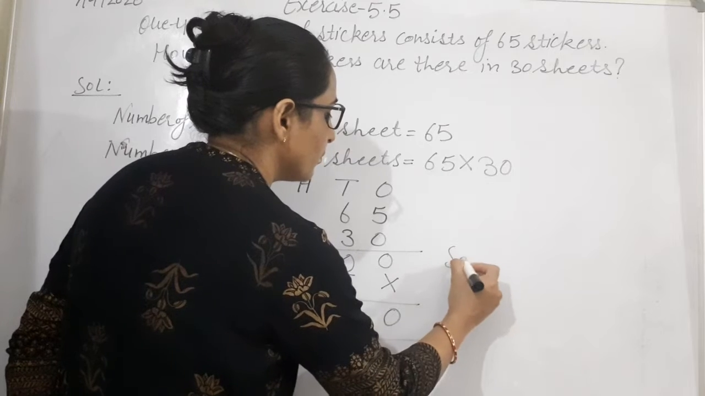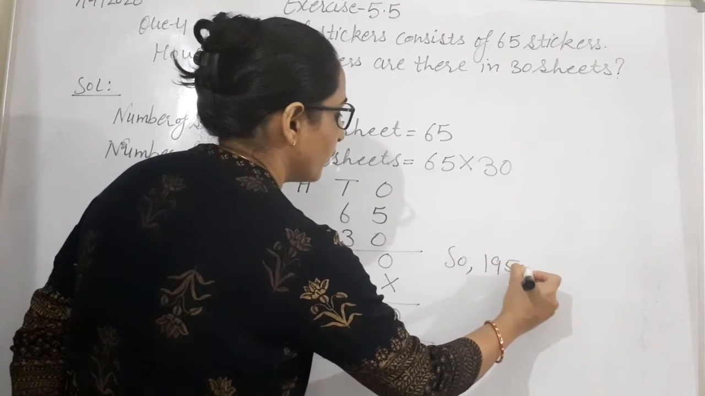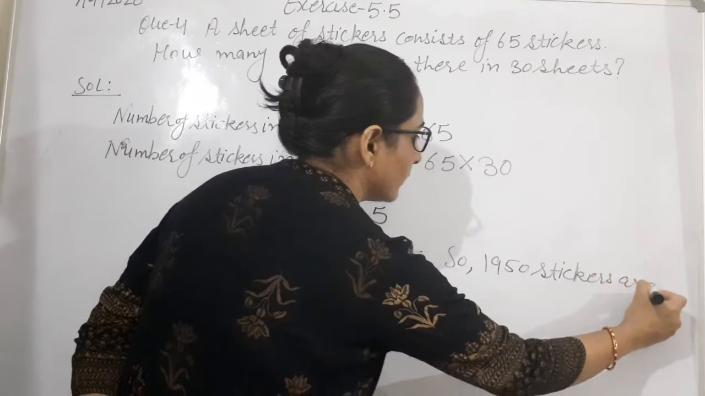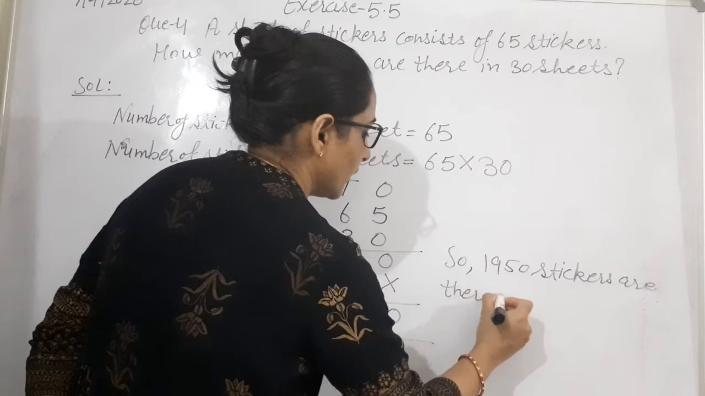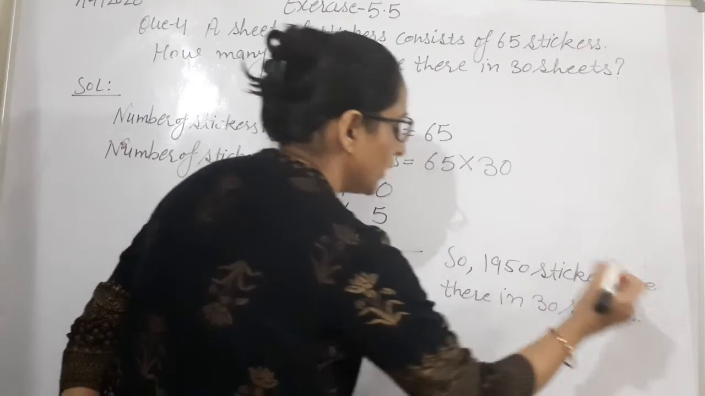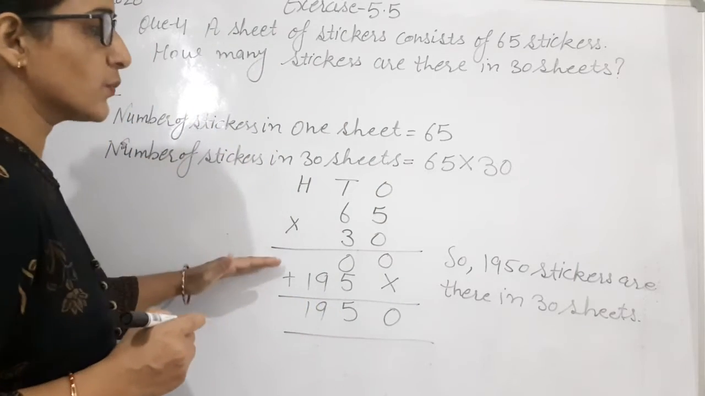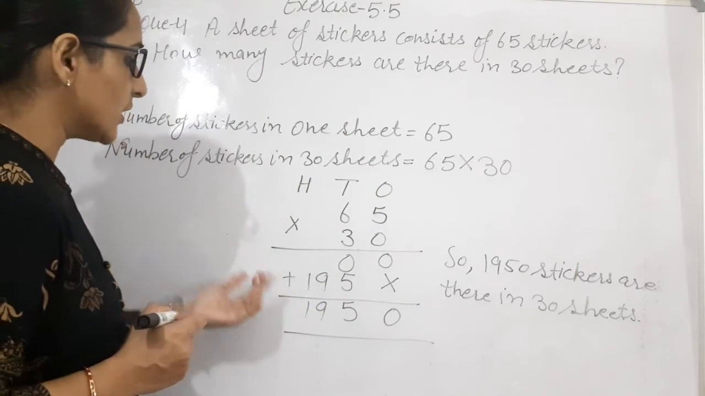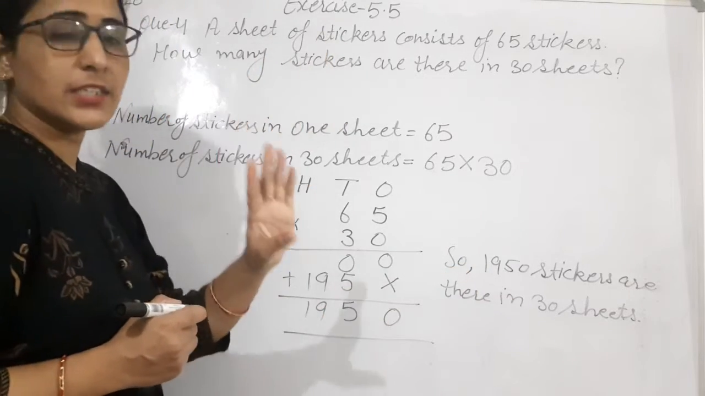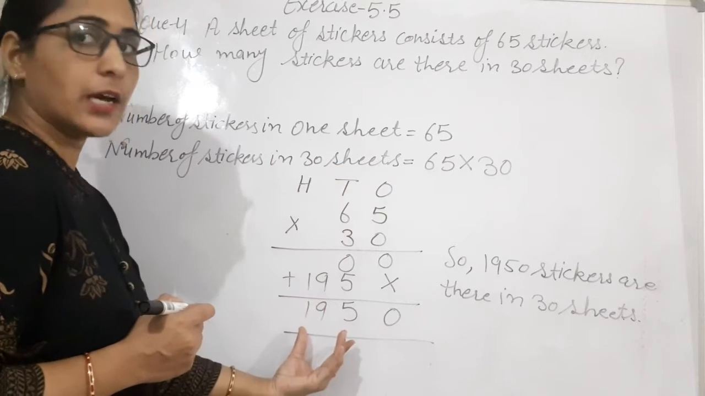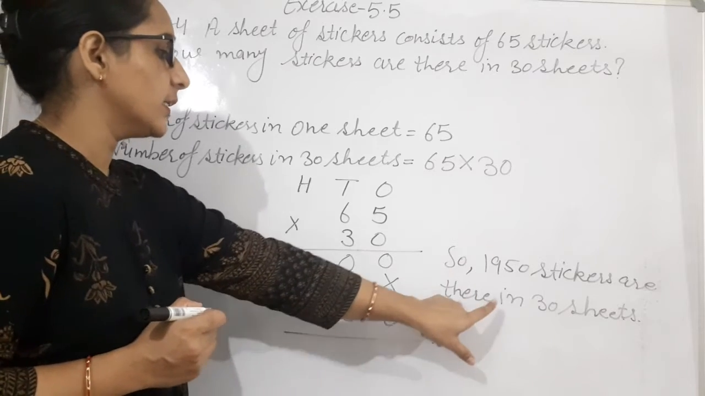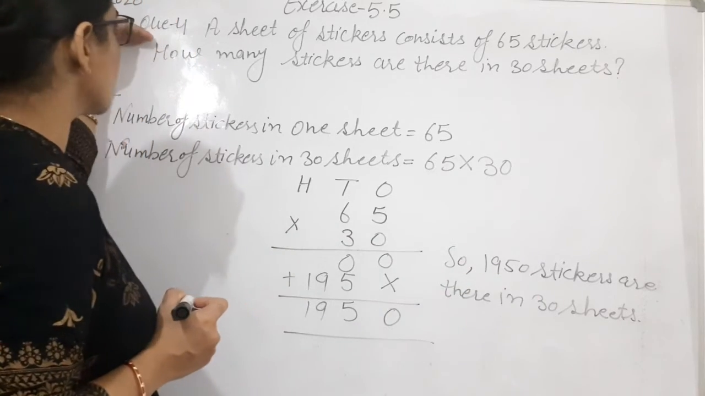So you write, 1950 stickers are there in 30 sheets. That is your question number 4. In this way we will find how many stickers in 30 sheets. There are 1950. In one sheet only 65 stickers, and in 30 sheets there are more. Clear? So 1950 stickers are there in 30 sheets. That is your question number 4.